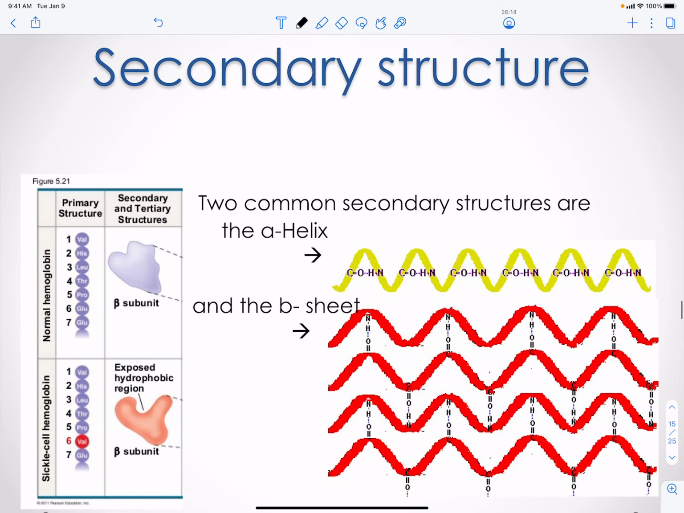All right, now moving on to the secondary structure. The secondary structure is going to describe the way that the amino acid chain folds into itself due to intramolecular hydrogen interactions. Two common secondary structures are going to be the alpha helix and the beta sheet. The alpha helix looks like a helix, what we're used to, like the DNA helix. And the beta sheets can have two types of folding, which we'll talk about in just a moment.